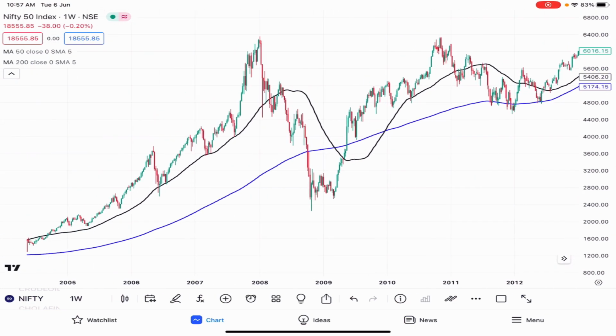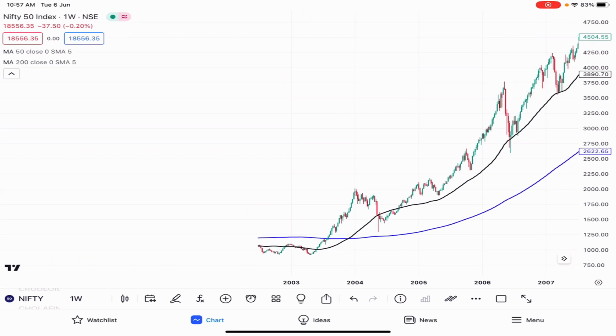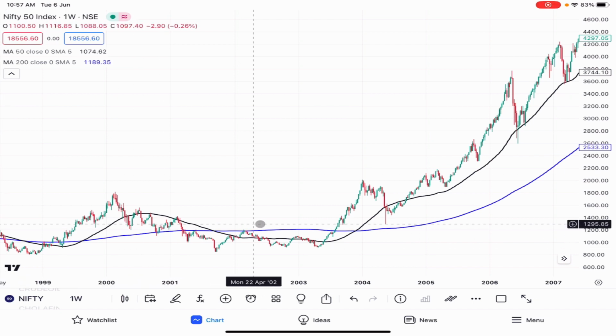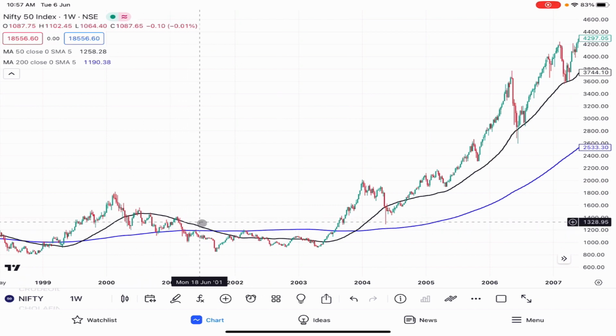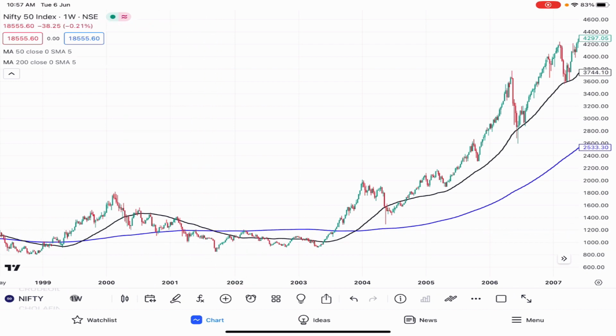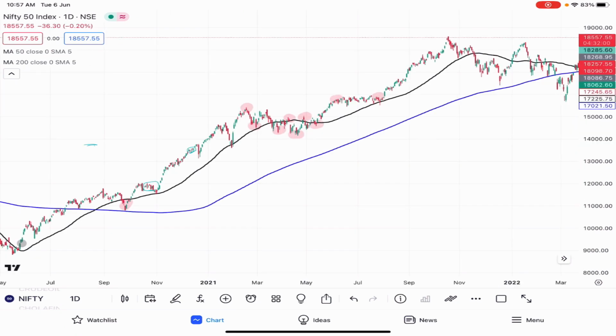Okay, all right. Now what happens when a smaller time frame cuts your larger time frame? Let's see that. Look at this. If you see, the black line basically cut your longer time frame. So from here the market fell a couple of points. Let me just go to a daily chart, it will be clearer for you. Okay, look at this now.